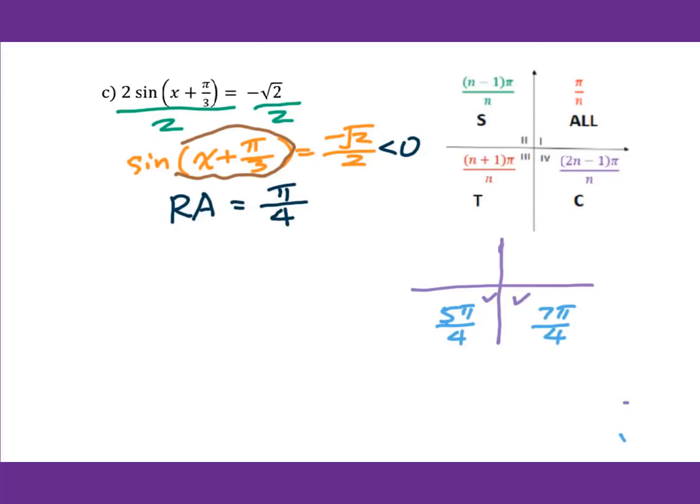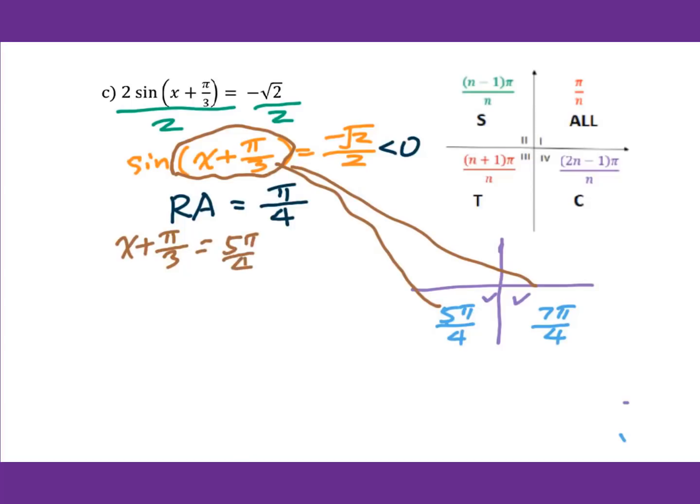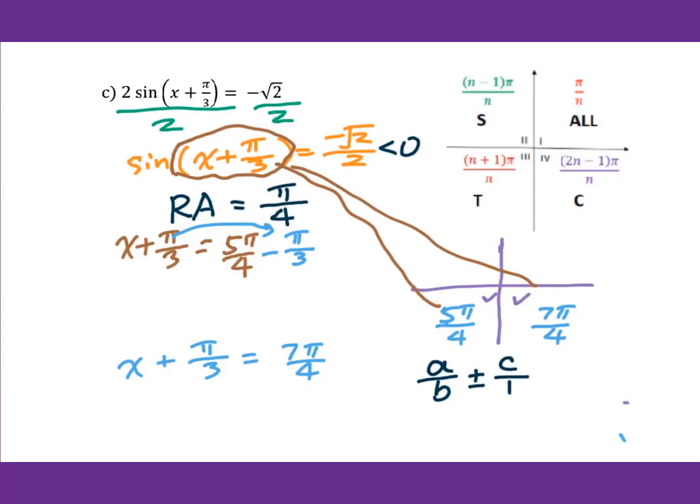Our angle, that's x plus pi over 3, you have it equal to these two angles. Therefore, we set up x plus pi over 3 equals 5 pi over 4, and also x plus pi over 3 equals 7 pi over 4. So we cross over, change sign, minus pi over 3. Since the denominators are different, we can use this formula: A over B plus or minus C over D. Denominator multiply, then cross multiply, go to the top. That's AD plus or minus BC.